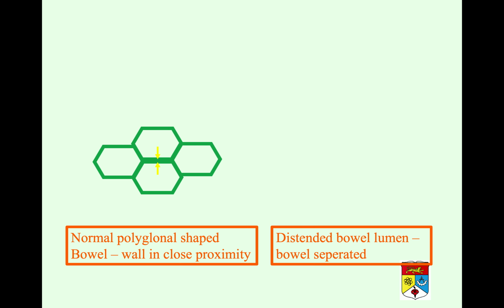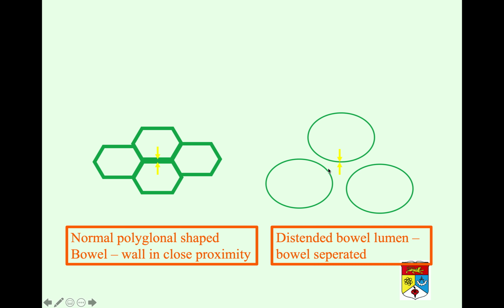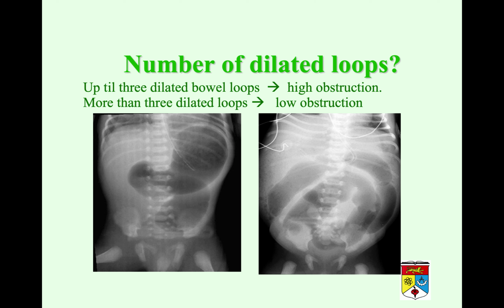I mentioned earlier the normal polygonal shape of the bowel, meaning the walls should be in close proximity to each other. But whenever you see a separation between the bowel walls, you have to think about whether this is distended bowel, or whether there is interloop fluid going in between, for example in cases of ascites, or even if the wall is actually thickened.